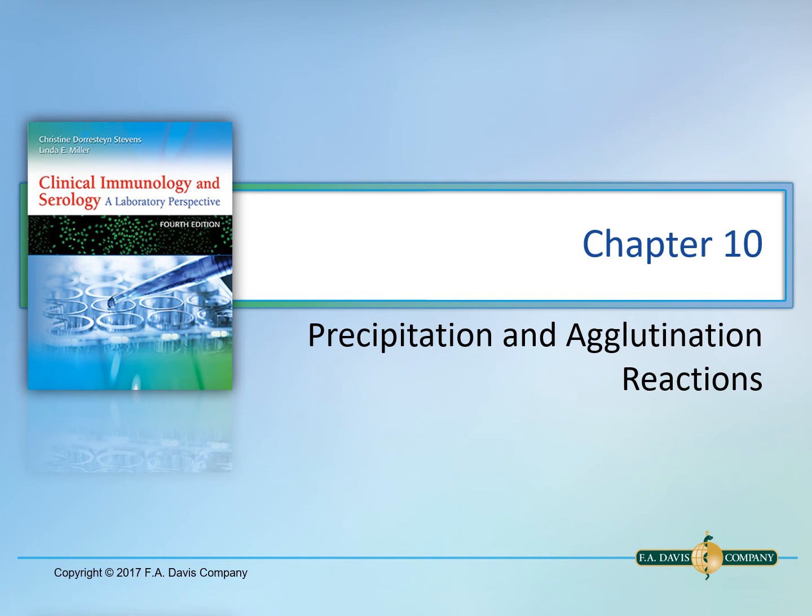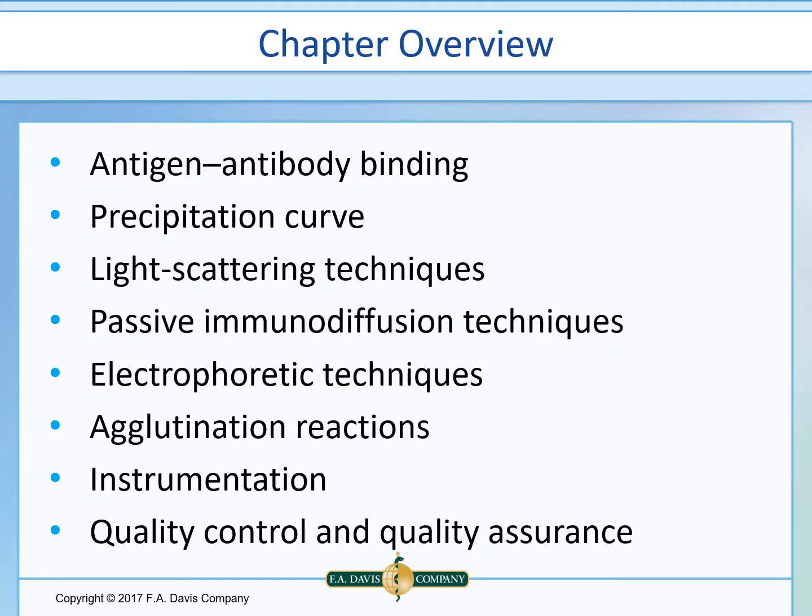Chapter 10 in your textbook covers precipitation and agglutination reactions. In this chapter, we'll cover antigen-antibody binding, precipitation curves, light scattering techniques, passive immunodiffusion techniques, electrophoretic techniques, agglutination reactions, instrumentation for these methods, and quality control and quality assurance.